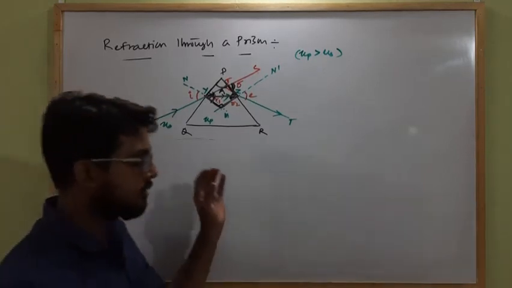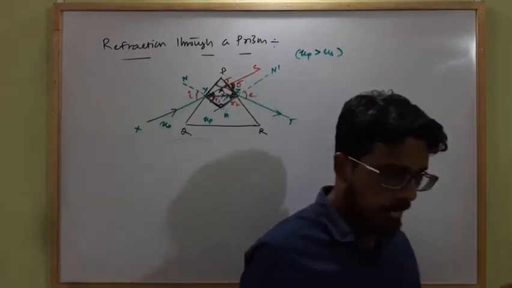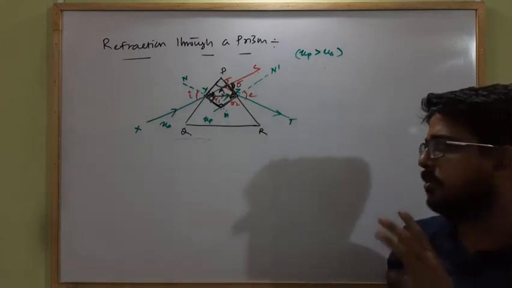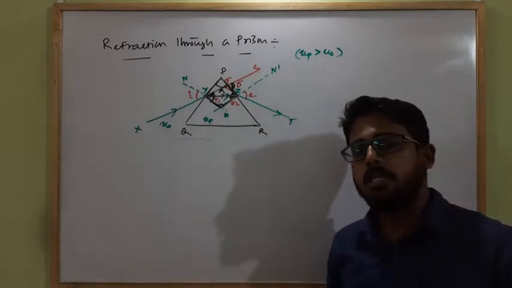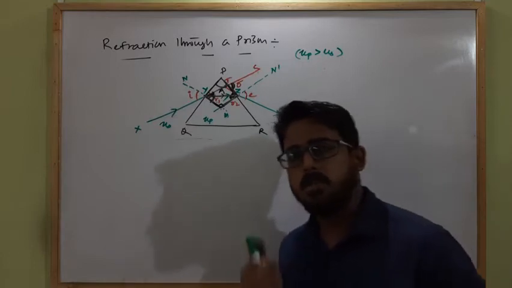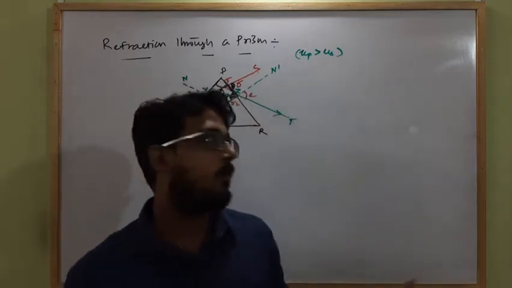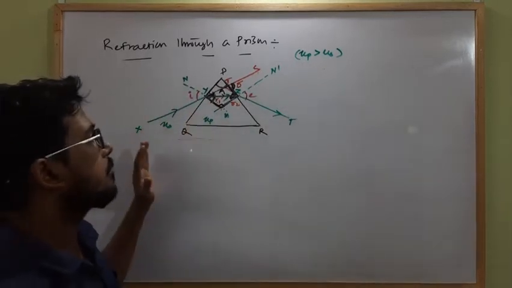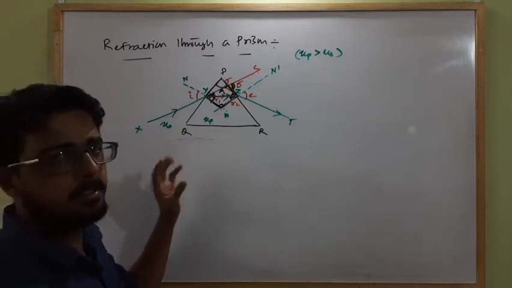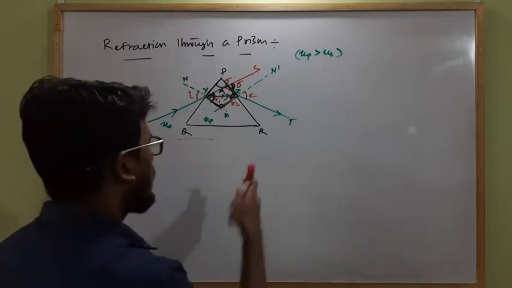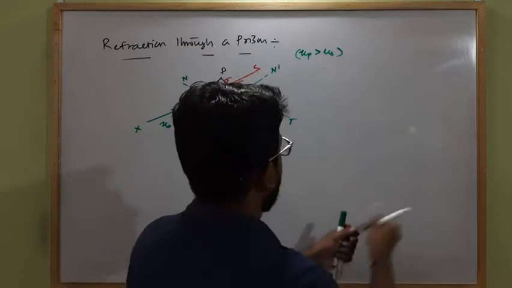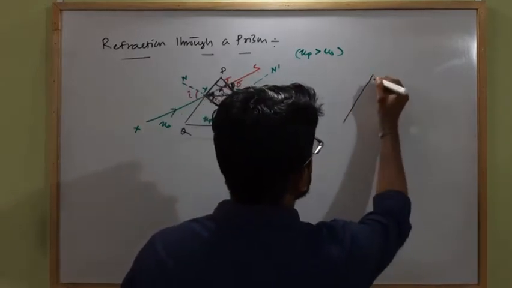Okay, you already understand what is the value of minimum deviation, what is the value of maximum deviation, what is the condition satisfied for minimum deviation, what is the condition for maximum deviation, and what is the value of refractive index of the prism in terms of minimum deviation. Clear? So in case of a prism, this is the prism.